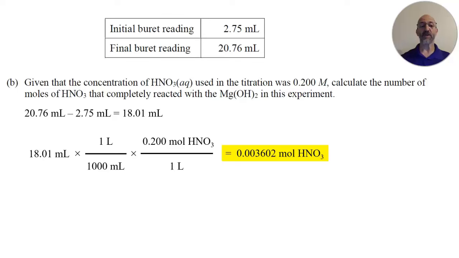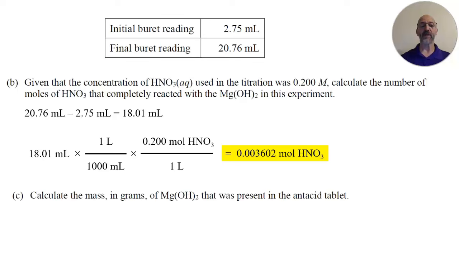So the last part of this question, now that we have our answer to part B, says calculate the mass in grams of the magnesium hydroxide that was present in the antacid tablet. Can we assume it's a 1-to-1 mole ratio between the acid and the base? Obviously not. We've already answered that in part A. So I'll write down my answer to part B, 0.003602, and that's moles of nitric acid. Now, will this be a multiply by 2 or divide by 2?